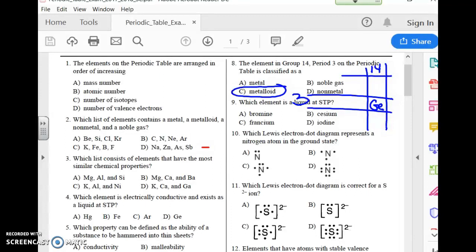Number 9, which element is a liquid at STP? Well, there are two liquids on your reference table. There is bromine and mercury. Obviously, mercury is not listed here.